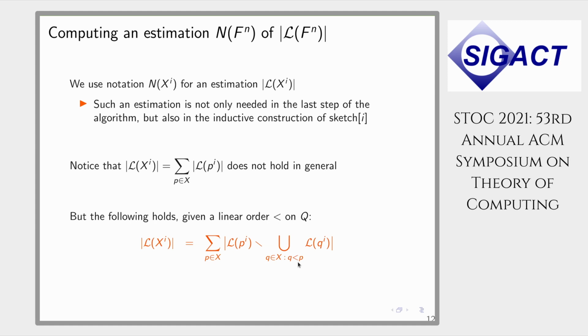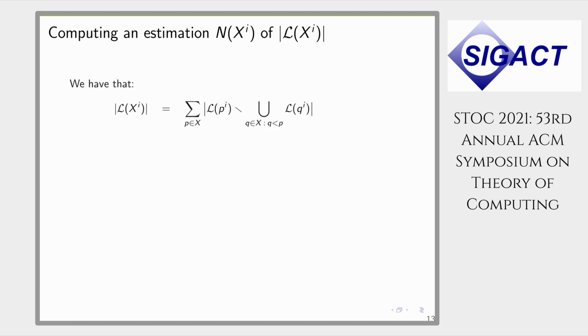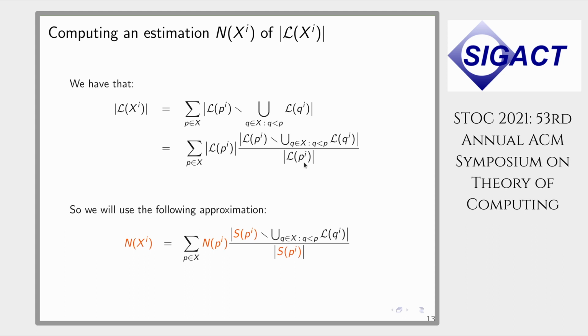So essentially I'm saying A union B is the same as A union (B minus A), right? Okay, but what is important here is that once we have this simple idea, I'm just multiplying and dividing by the same number here. But the important thing is that there is a way to do an estimation of this quantity.